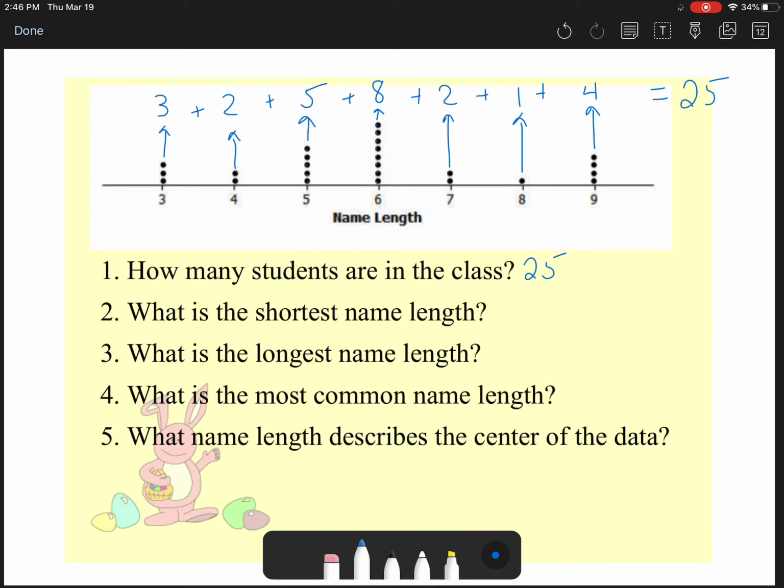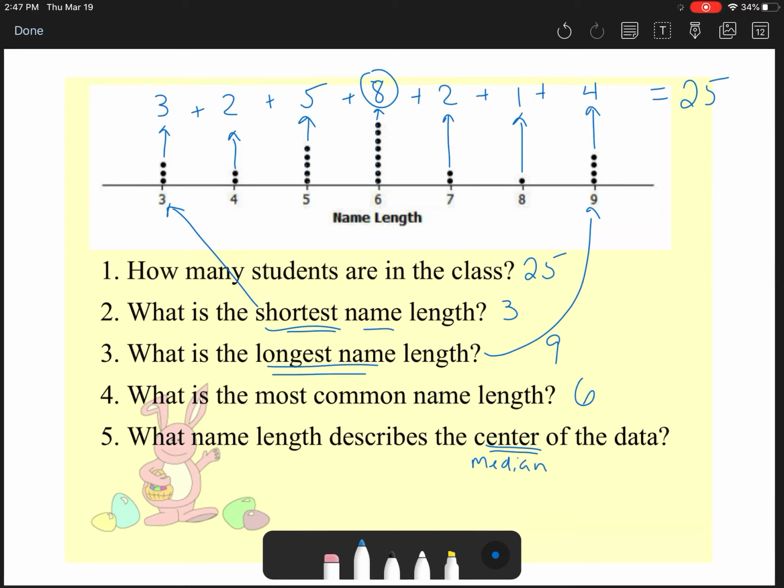What is the shortest name length? Remember that the numbers on the bottom represent the name length. So the shortest name length would be 3. The longest name length would be 9. What is the most common name length? That would be the number that has the most dots, which is 6, because it has the most with 8. What name length describes the center of the data? Now center of the data refers back to median.